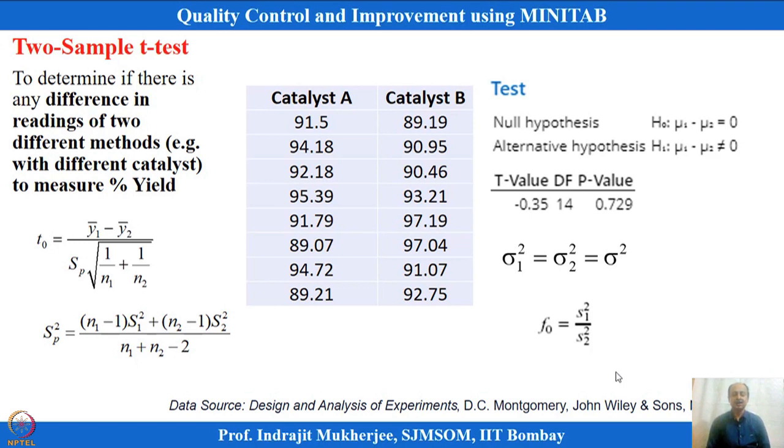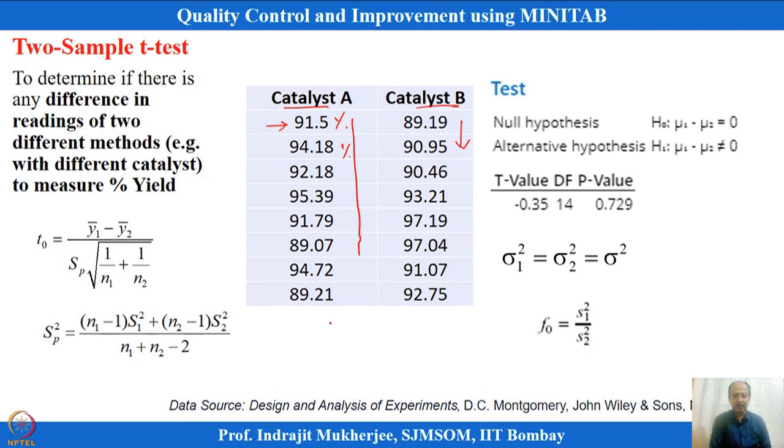The problem I am highlighting here is that two different catalysts are used in a chemical process, and the experimenter is interested in knowing whether to use catalyst A or catalyst B, which improves the yield basically. I have data observations here from catalyst A. When I used catalyst A, what was the yield? This is the percentage yield that was reported. And this is catalyst B, the sample observations when I used catalyst B, and the yield percentage measured.